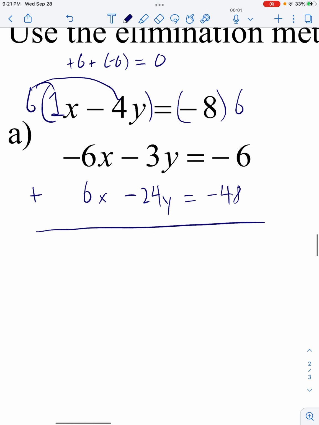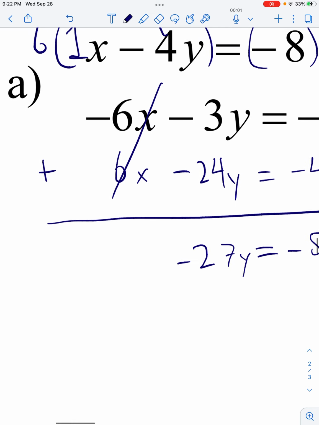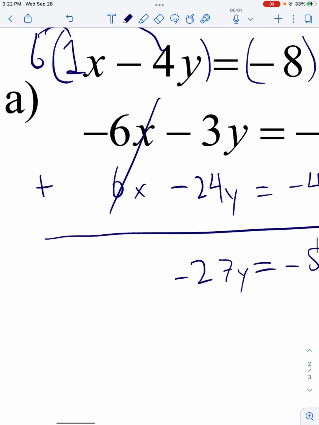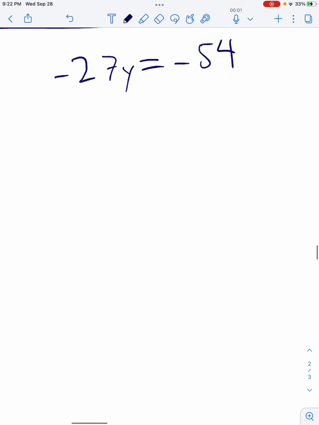All right, how do I add two equations? Well, all you do is go term by term, okay? So negative 6x plus 6x is 0, so that's going to cancel. Negative 3y plus negative 24y is negative 27y. I keep my equal sign where it is. And negative 6 plus negative 48 is negative 54. It's called elimination because I've eliminated the variable for x. I've eliminated my x variable in such a way that now I have one equation with one unknown, and I can solve this just like I did in Algebra 1, okay?